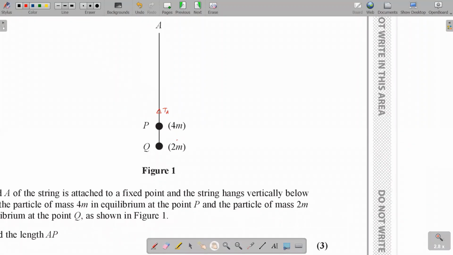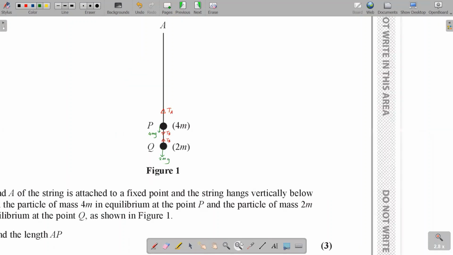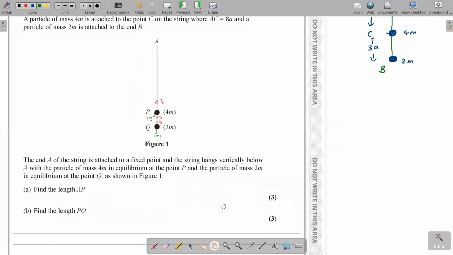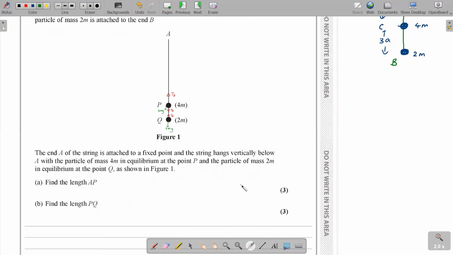And then what about the other side? On the other side, you have the other string, right? So if this is the other string, then the tensions are going to be different. So this is tension B, equal and opposite tension B over here. Are you with me? What are the other forces you have to mark here? The weight. So here you have the 4mg weight, and here you have the 2mg weight. So these are the forces that you need to mark. Okay, is that clear?